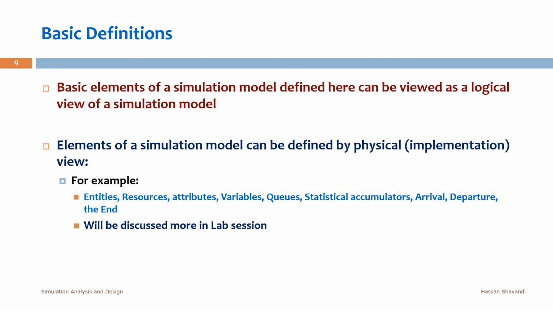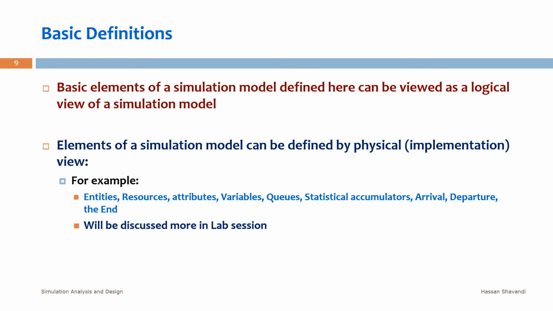So far we have had the basic definitions. I mean, we have defined the basic elements of a simulation model. Later in our course, if we are going to model a system as a simulation model, we need to define all those elements: the entities, the events, the variables, attributes, and so on.